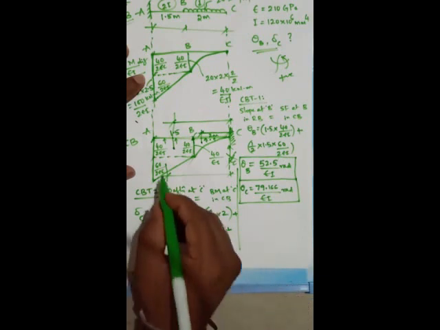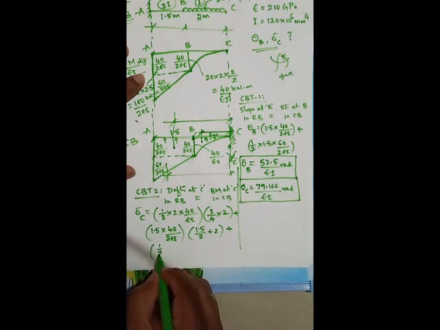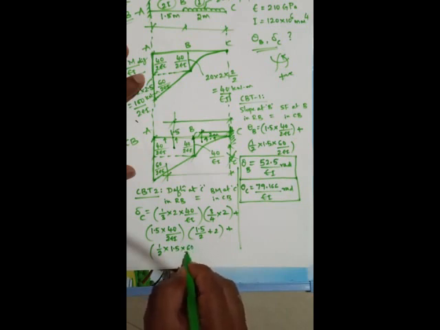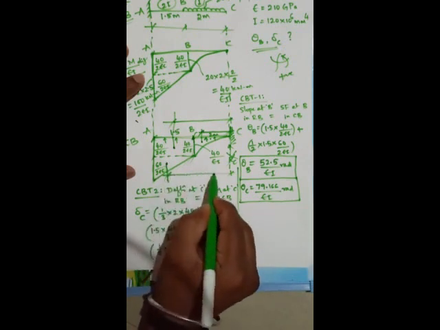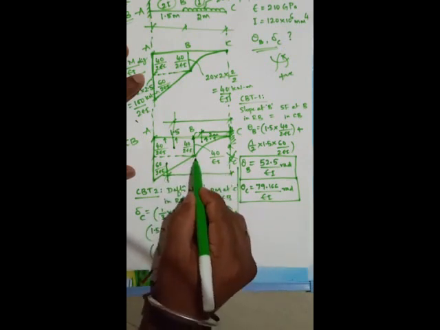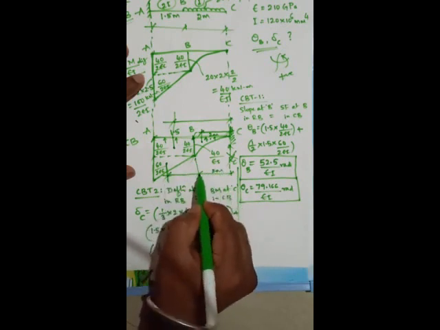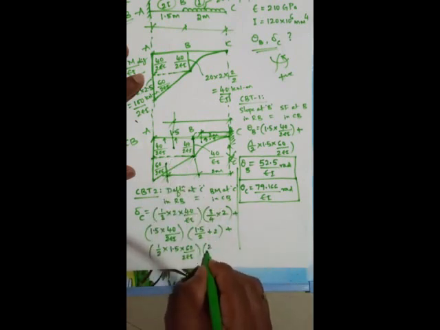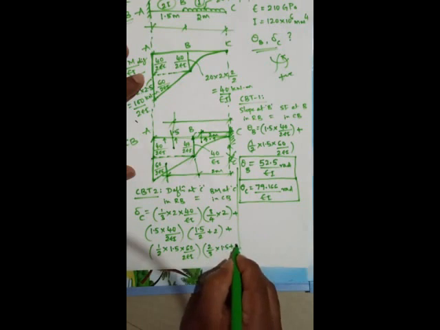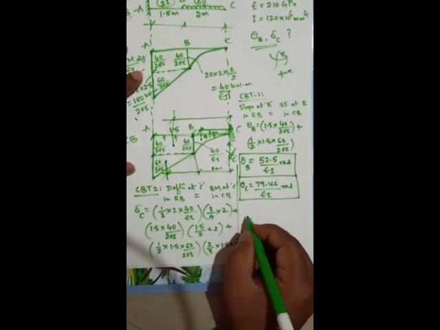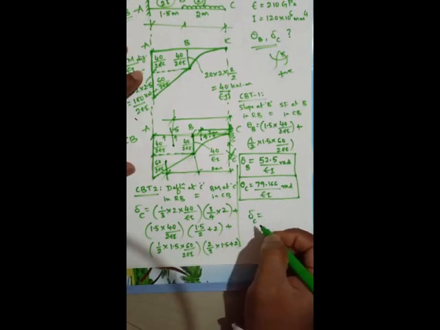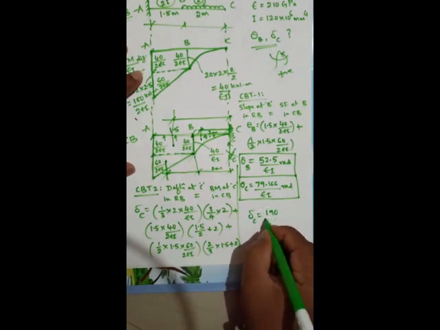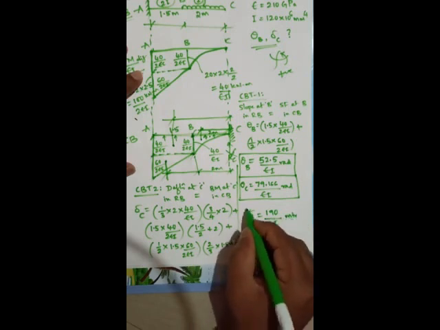One more is the area of this triangle. Half into base is 1.5 into height is 60 by 2 EI. And perpendicular distance from here to here, it is 2 meters, and from here to here it is, from zero position for this triangle, 2/3 of base. So 2/3 of 1.5 plus 2. Okay, if you simplify this, you will be getting 190 by EI meters.